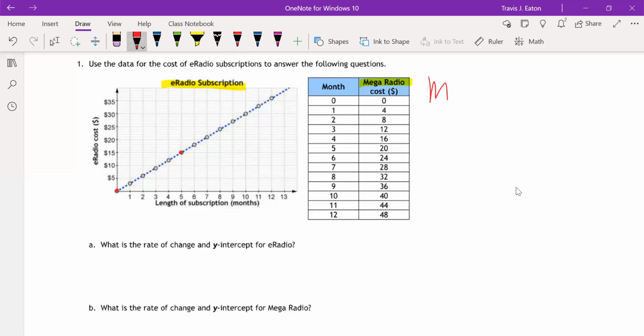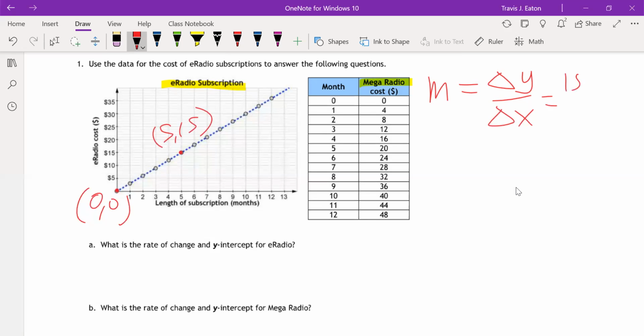or slope, we'll call it M, for slope, is the change in y over the change in x. And in this case, if we label this point (5, 15) and this one here is, of course, (0, 0), it's pretty easy to do at this point. The change in y would be 15 minus 0 and 5 minus 0. That's pretty straightforward. That's 15 over 5.